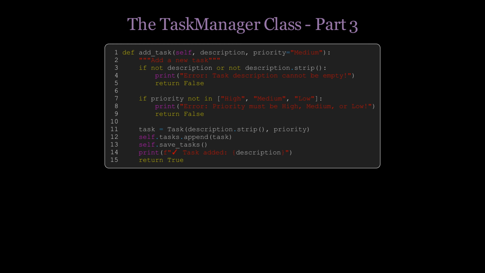Second, we validate the priority is one of our 3 allowed values: high, medium, or low. If either validation fails, we print an error and return False. If validation passes, we create a new task object with the stripped description and priority. We append it to our tasks list, save to file immediately, and print a success message with a check mark. We return True to indicate success. Input validation prevents bad data from entering our system.